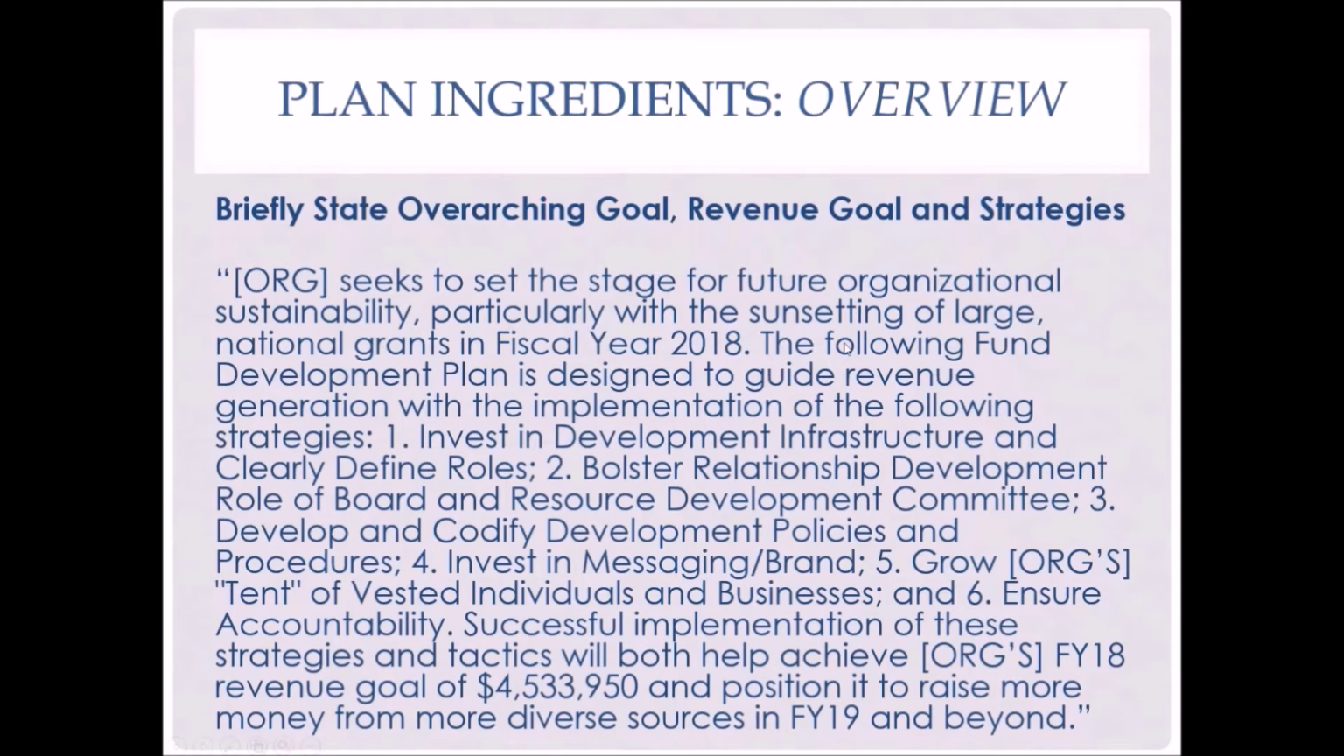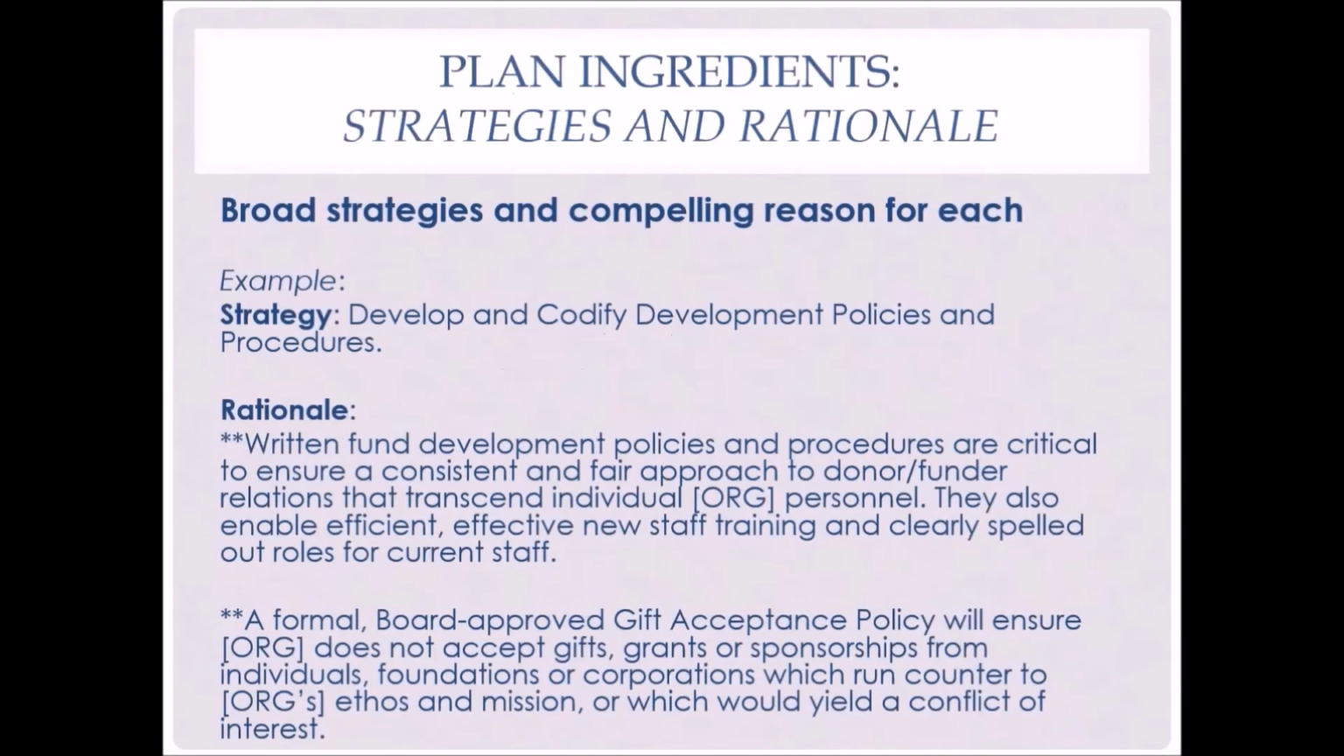So this talks about that, and then it says the following plan is designed to guide the revenue generation, and then I list the broad brush strategies that are in the plan: invest in the development infrastructure, clarify roles, and so on. And then I say successful implementation of these strategies and tactics will both help the organization achieve their FY18 revenue goal of $4.5 million, and position it to raise more money from diverse sources going forward. So the point of this is that it sets the stage for the plan itself.